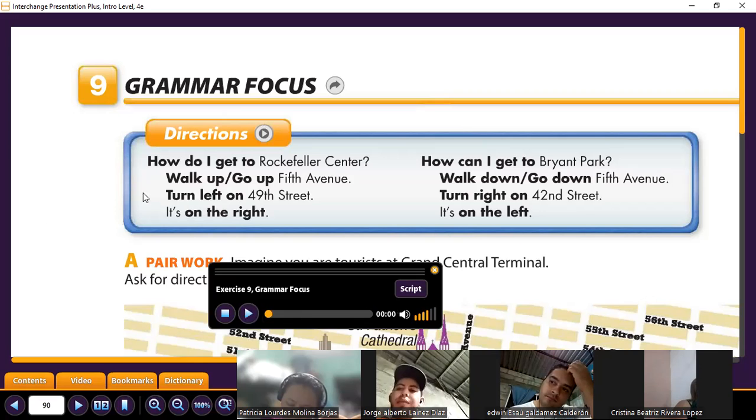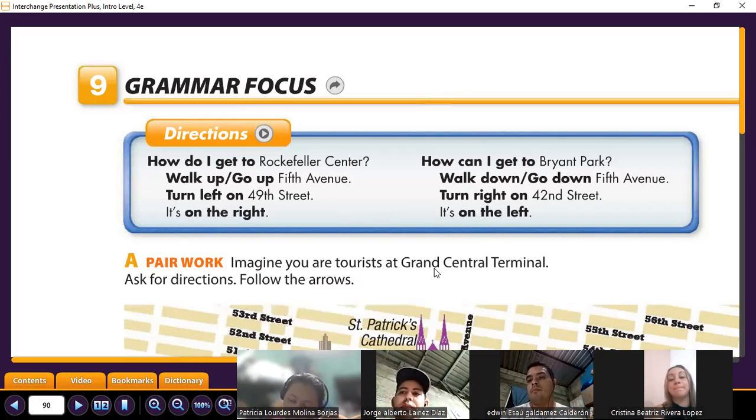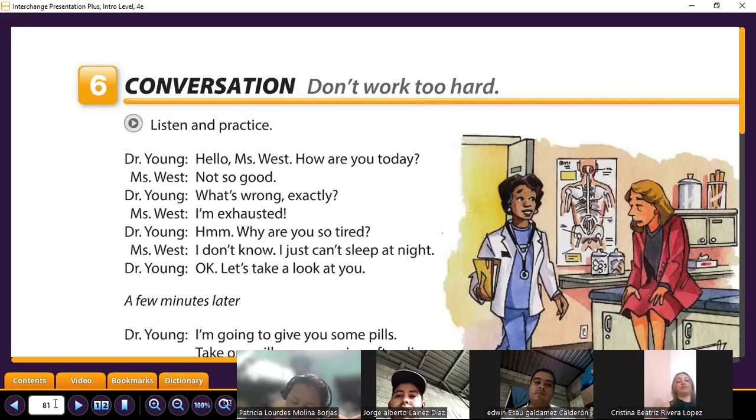Good. So these are instructions. Walk up or go up, turn left, walk down or go down, turn right. So these are instructions, and here we use imperatives, right? Okay. Now, we are going to go to the manual. Vamos a trabajar con el manual, right? And we are going to review one of these things. Let me see.